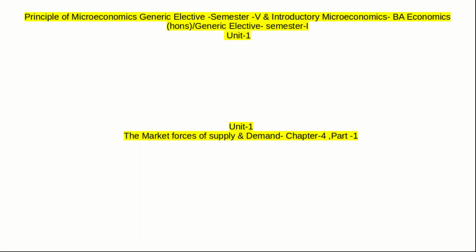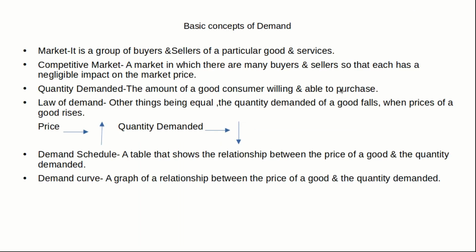Today's session is for microeconomics. This session is helpful for the students of Generic Elective Semester 5th and students of Economics Honours and Generic Electives Semester 1st. So this is Unit 1, Chapter 4, Market Forces of Supply and Demand. Reference book is Mankiw. So we move to the first slide.